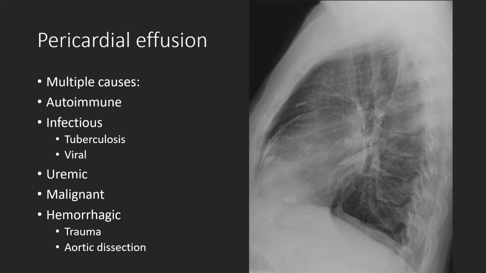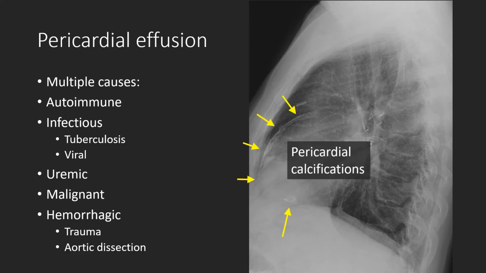Inflammatory pericardial effusions can result in complications like seen on this lateral view. Notice the dense white line surrounding the heart representing pericardial calcifications from prior uremic pericarditis. Pericardial calcifications can result in impaired diastolic filling of the heart, known as a constrictive cardiomyopathy.